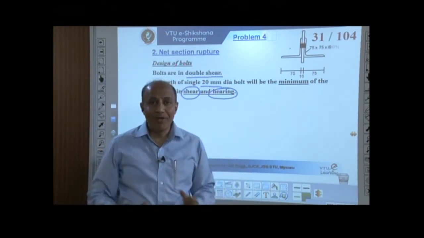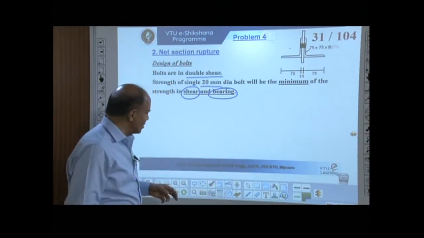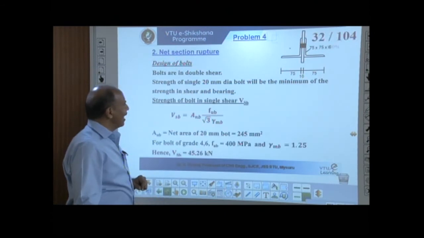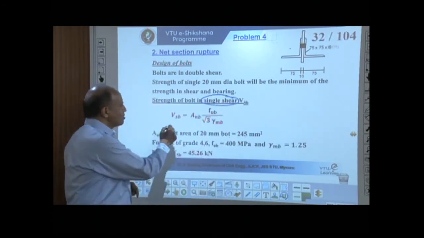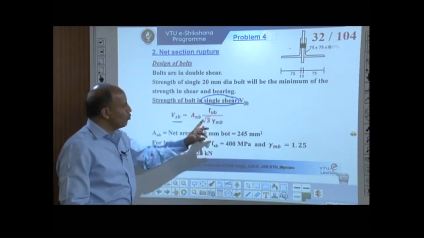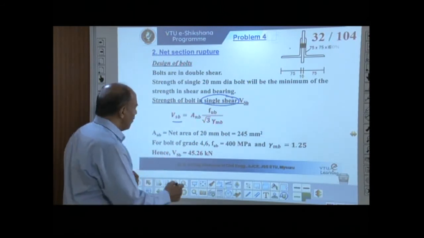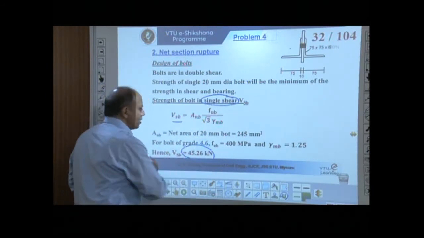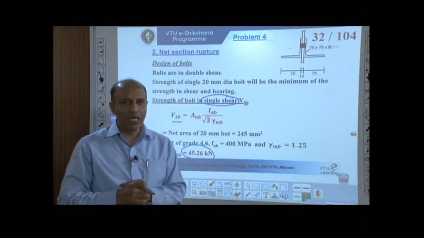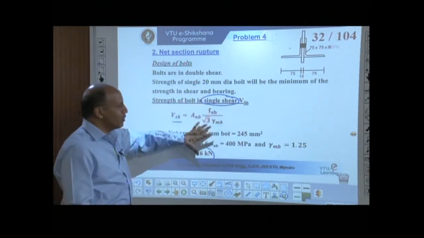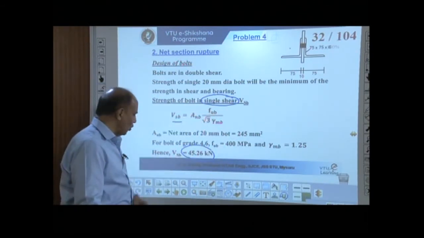I think you have learned this in the earlier discussion on bolts. I'm just going through this once again. So I'm calculating the single shear value of the bolt. VSB is A_nb into f_ub by root 3 gamma_mb. You can easily get this value, and the bolt value in single shear is 45.26 kilonewton. I hope you are familiar with this expression. This has been covered in the discussion of bolted joints.